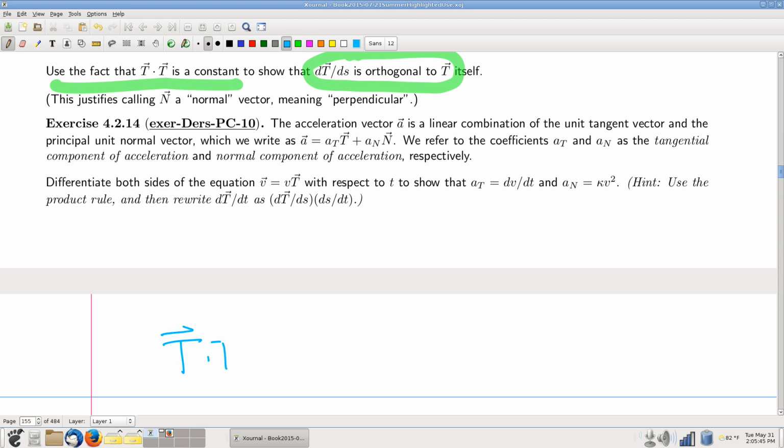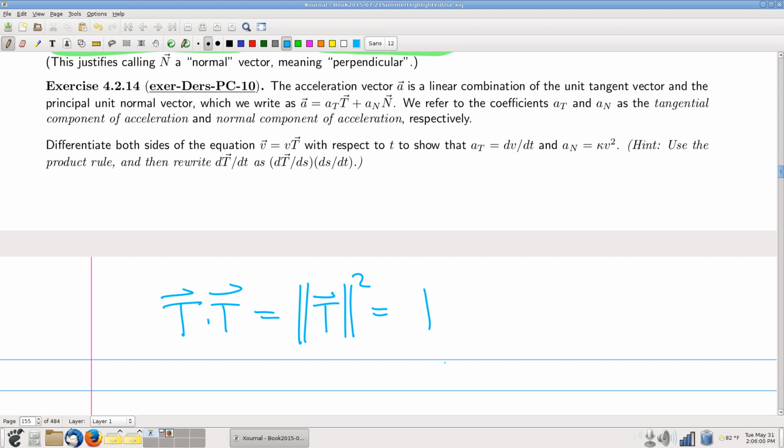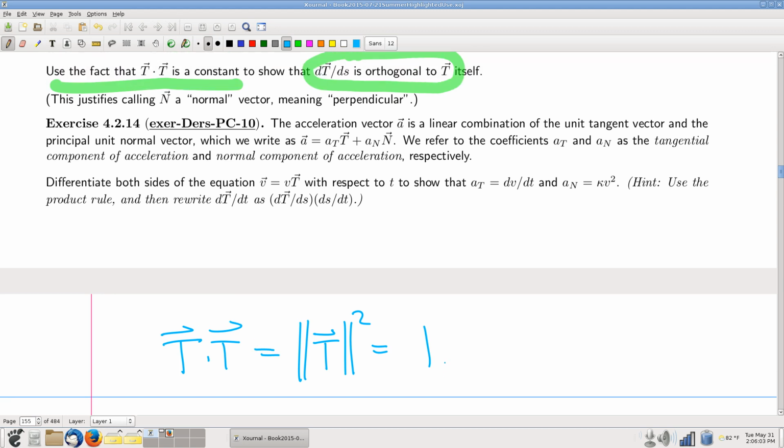Well, T dot T is the magnitude of T squared, and T is defined to be a unit vector, so the magnitude is 1, so that's 1. Okay, so this is our starting point. We're going to start with the fact that T dot T is equal to 1. Now, the next thing that we observe here is that I want to show that dT/ds is orthogonal to T.